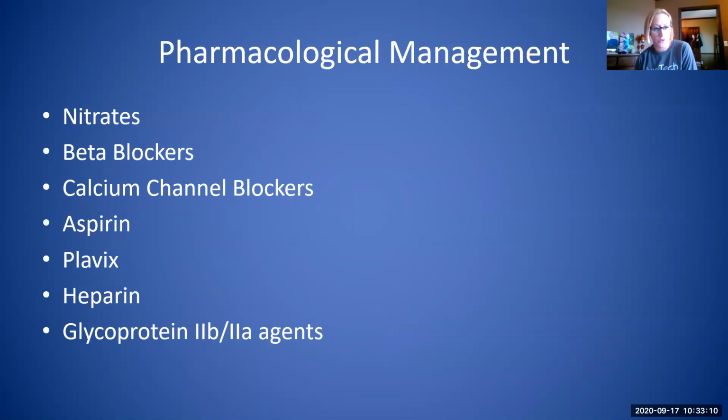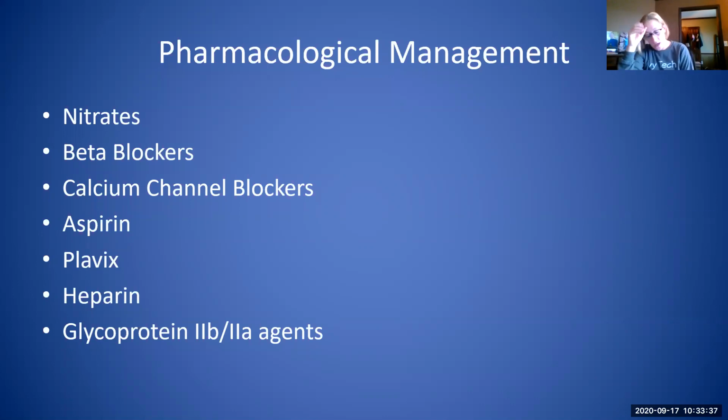Our pharmacological management. Again, you have a lot of these on your handouts. Our nitrates, we know that nitro, sublingual especially, is going to be our go-to for any type of chest pain. It helps decrease our oxygen consumption. It's a vasodilator, decreases that oxygen demand and consumption, and in turn helps decrease pain. If the heart isn't demanding as much oxygen, then it's going to decrease that pain.